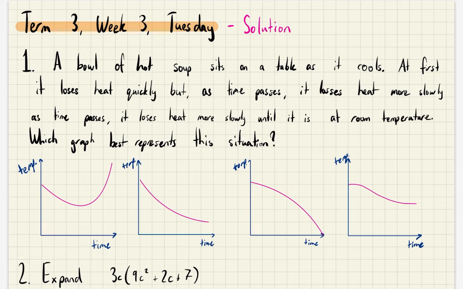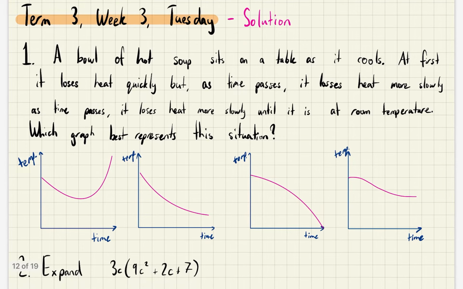Question 1 says that a bowl of hot soup sits on a table as it cools. At first, it loses heat quickly, but as time passes, it loses heat more slowly until it is at room temperature. Which graph best represents this situation?